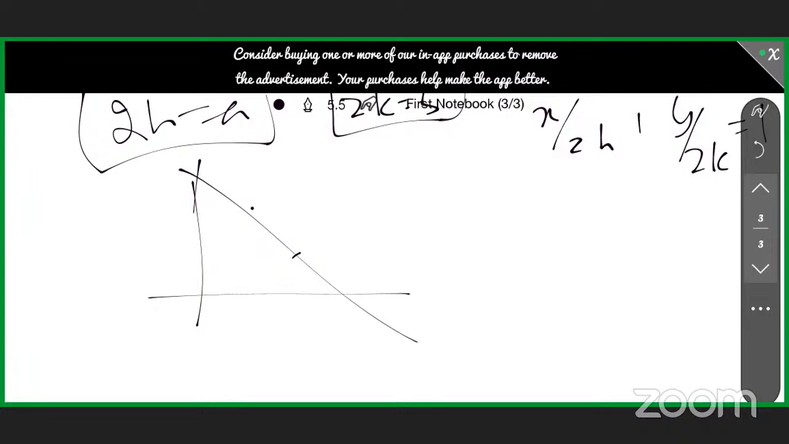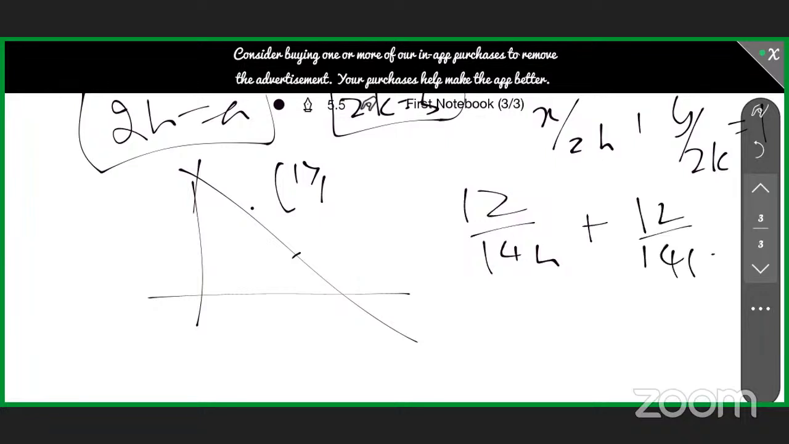The line is passing through the point of intersection. Therefore, this point will become 12 by 7 and 12 by 7. Put that in the equation for x and y. It will become 12 by 14h plus 12 by 14k is equal to 1. That will be equal to 6 by 7h plus 6 by 7k is equal to 1.